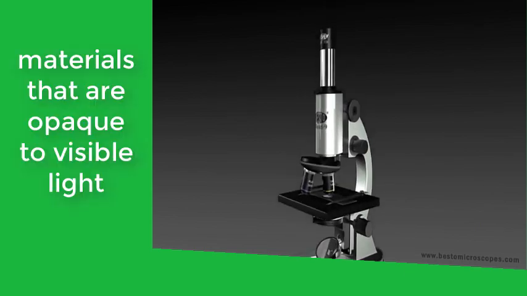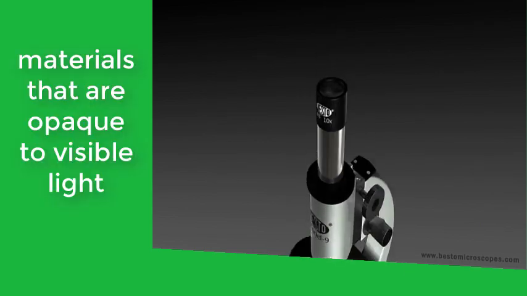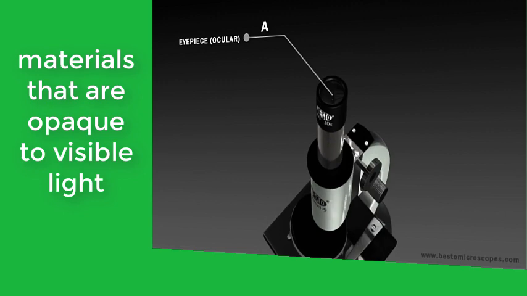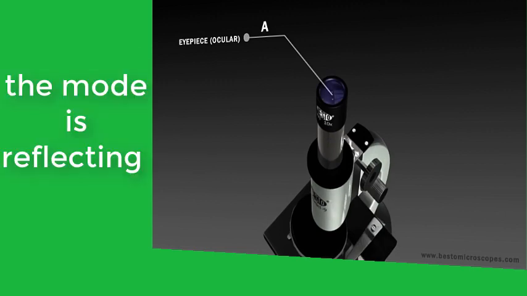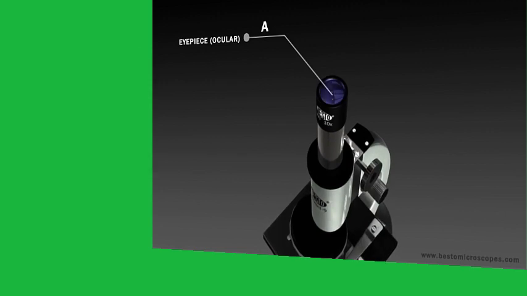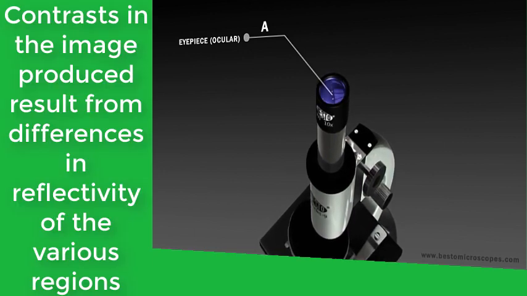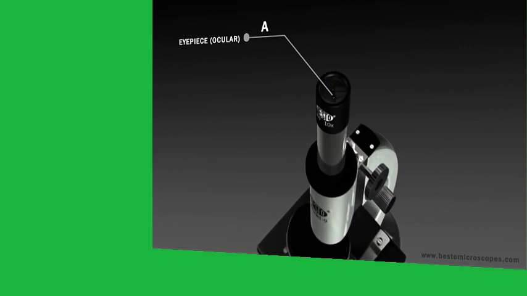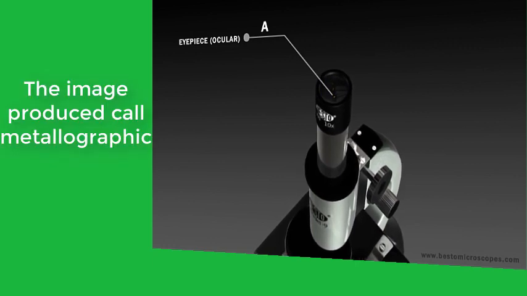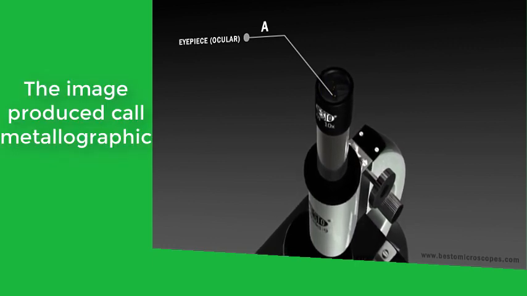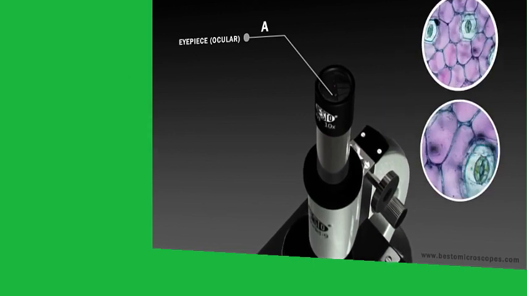For materials that are opaque to visible light, all metals and many ceramics and polymers, only the surface is subject to observation, and the light microscope must be used in a reflecting mode. Contrasts in the image produced result from differences in reflectivity of the various regions of the microstructure. Investigations of this type are often termed metallographic because metals were first examined using this technique.